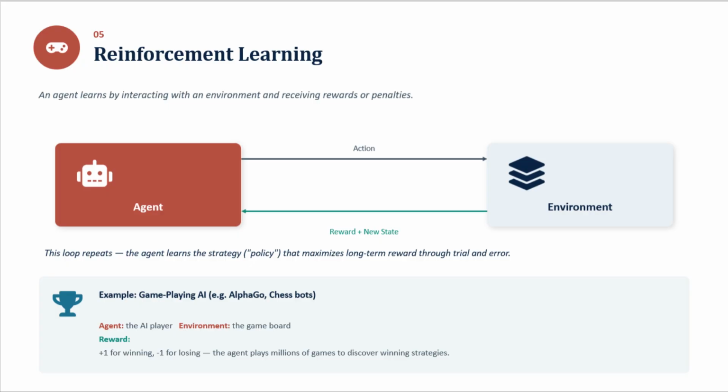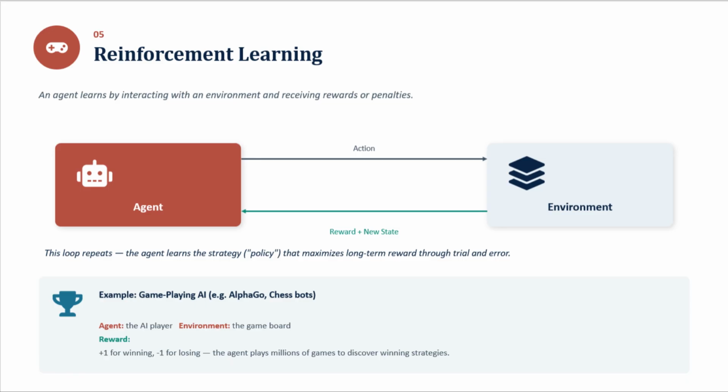Finally, let's talk about reinforcement learning. Instead of learning from datasets, the AI learns by interacting with an environment. Think about teaching a dog. Whenever it performs the correct action, you reward it. If it does something wrong, it receives no reward or even a penalty. Gradually, it learns which actions are better. Reinforcement learning follows exactly this principle.